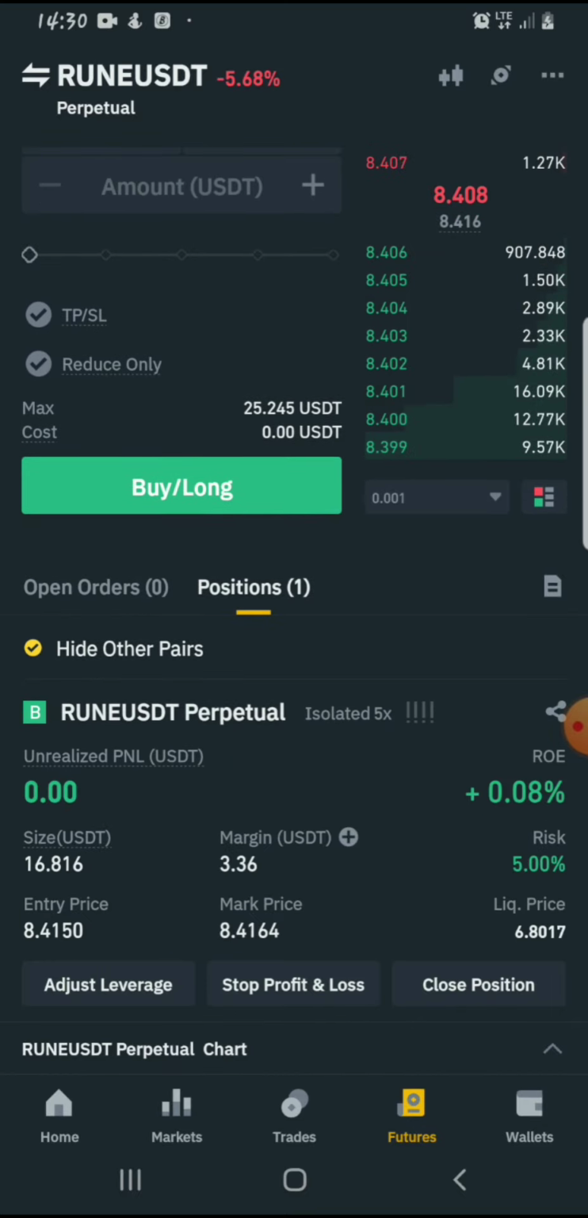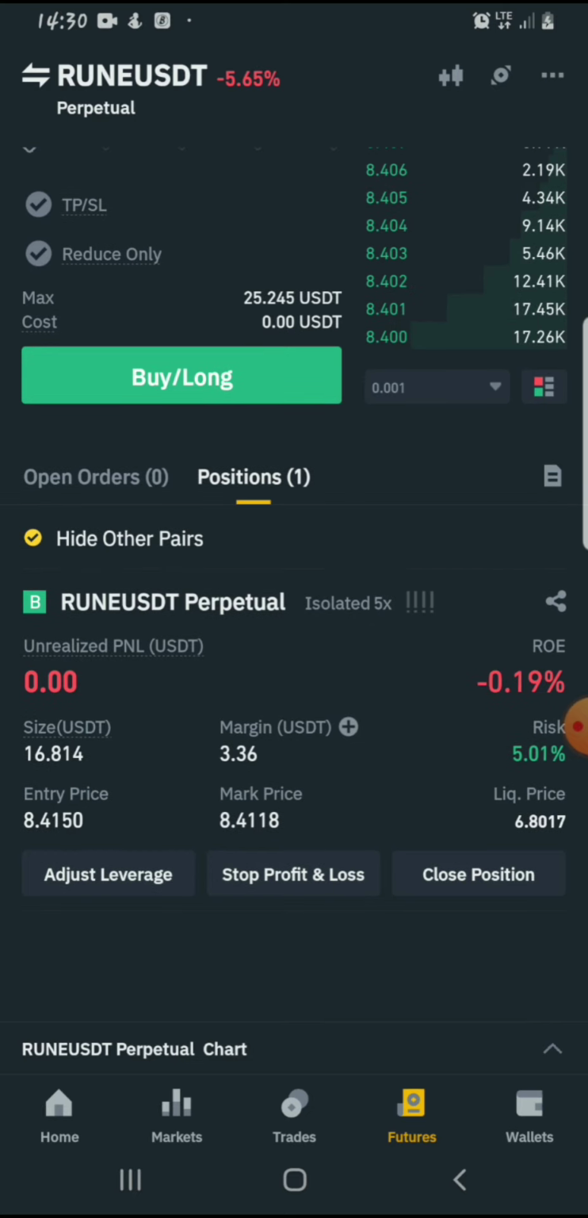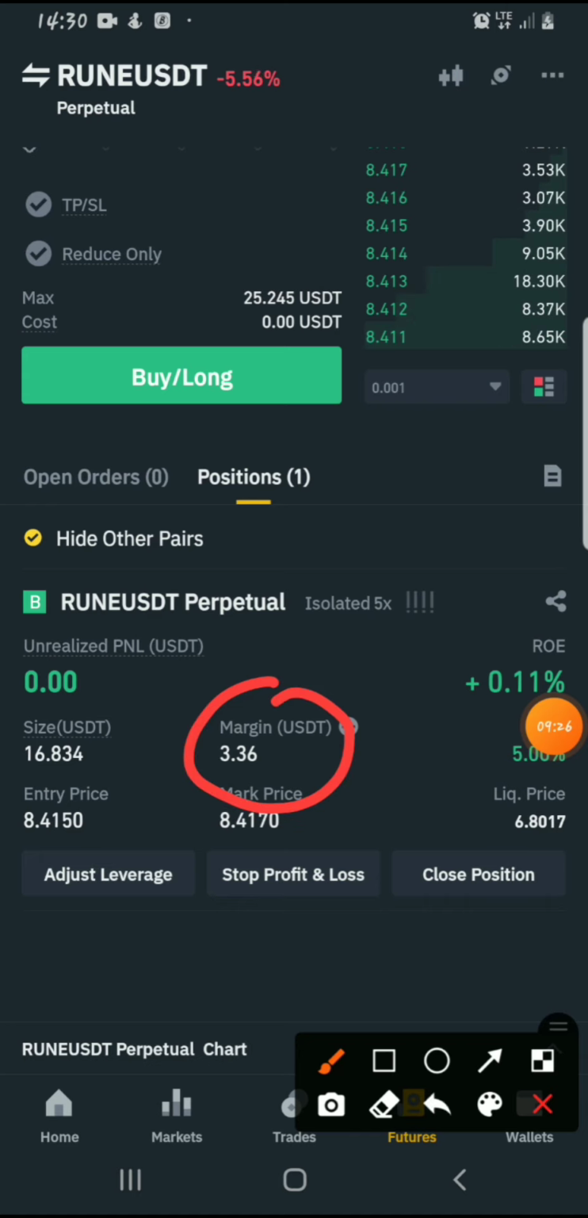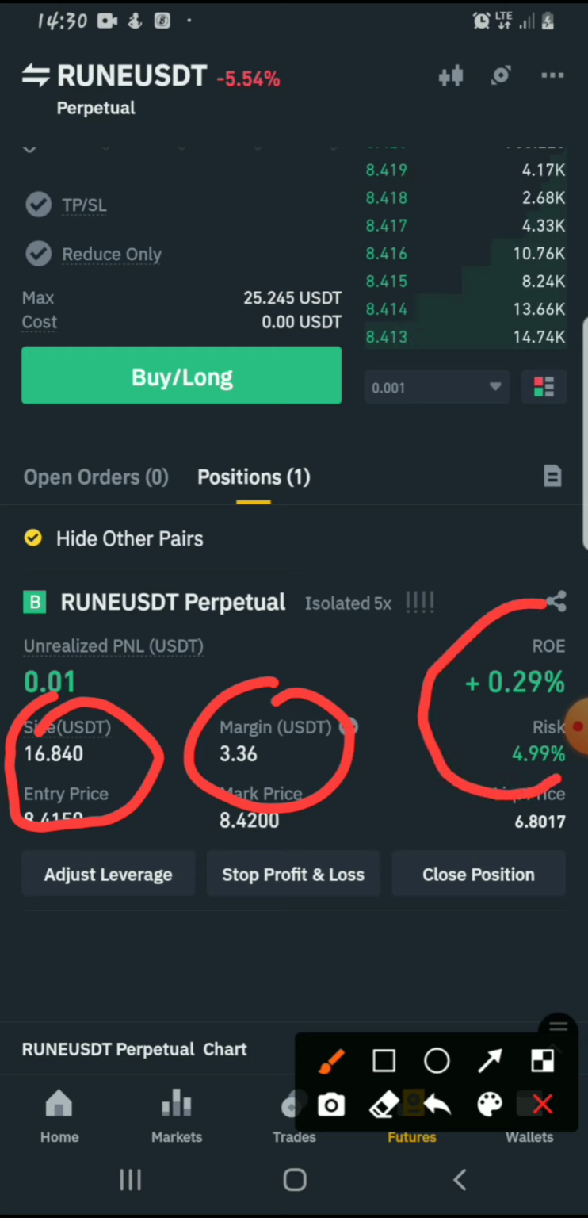Okay, so I'm already in my position, so let's see how this stuff actually works. So now you can see I'm on a loss and I'm again on a profit. That's how the market keeps fluctuating actually. So this is my margin. Original margin is $3.36. This is my leverage margin, which gives me the size. Total size is $16.84. If you can remember, I said using 5x. This is what a position using 5x leverage would give me. You understand? So you can see my profit and loss. I'm already on a plus 0.29% gain.